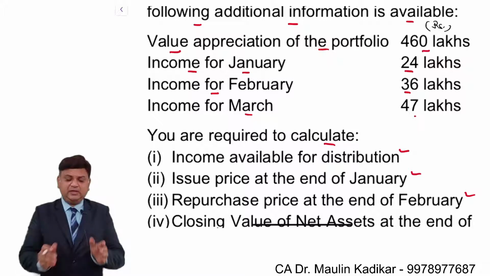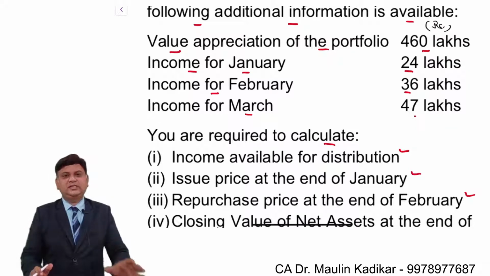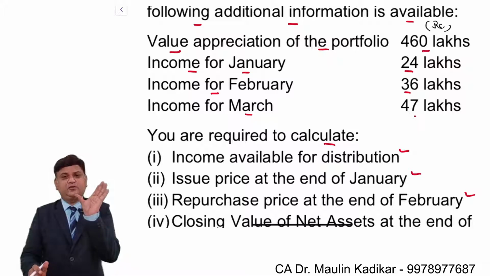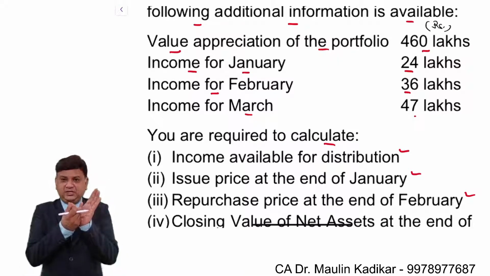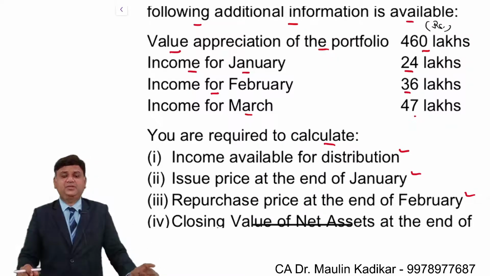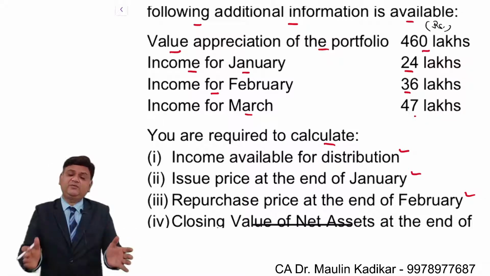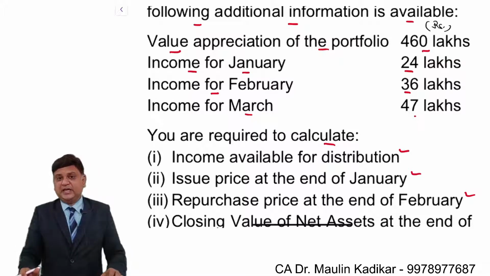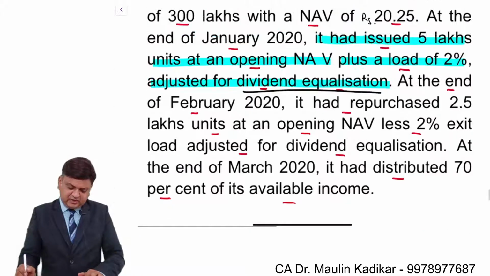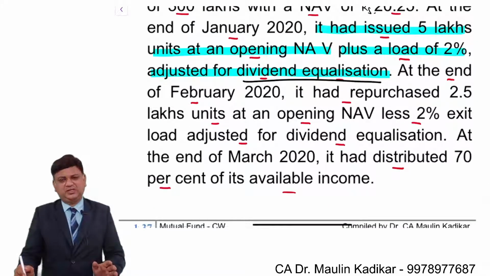First of all, the bifurcation is not given. That is, from the increase in the value of the portfolio, what is the appreciation in January, what is the appreciation in February, and what is the appreciation in March is not given to us. That is also one of the reasons we are ignoring it. Now somebody may have a point that, sir, if we assume it is equal over the 3 months, can we consider the increase in the portfolio for NAV calculation? Then again I would like to say that no, we will not consider it.